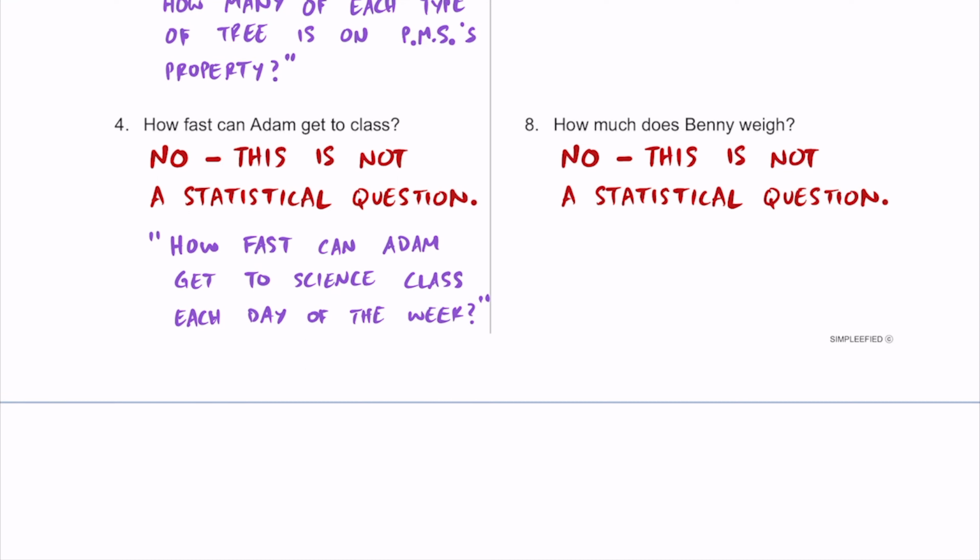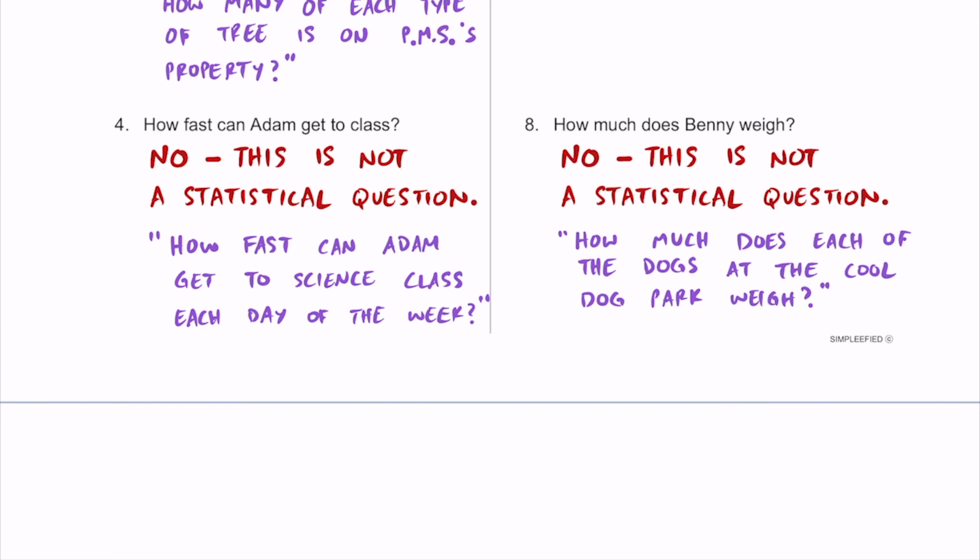Rewriting this as a statistical question, we can ask, how much does each of the dogs at the Cool Dog Park weigh? Since this question is asking about the weight of different dogs, we could collect some data on that, and this would now be a statistical question.